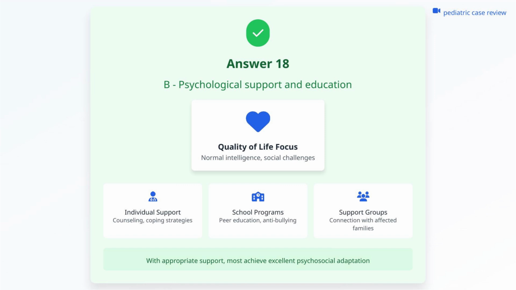Despite normal intelligence, children face significant social challenges from facial differences. Interventions include individual counseling, family therapy, school-based peer education, and connection with support groups. Anti-bullying programs are essential. With appropriate support, most individuals achieve excellent psychosocial adaptation and quality of life.